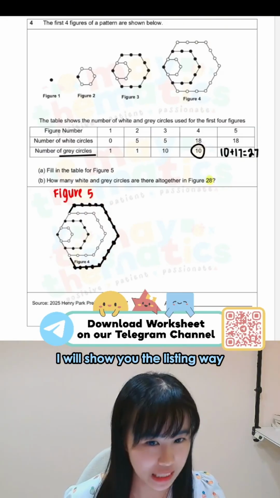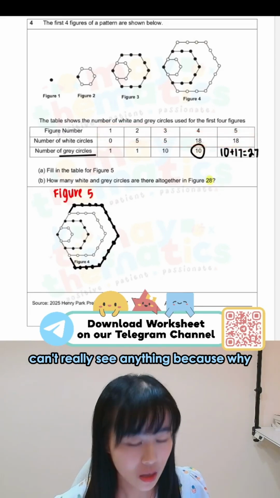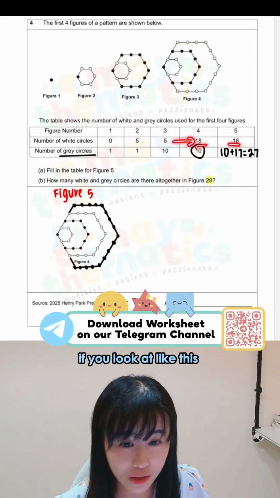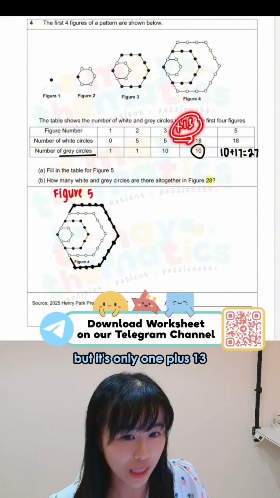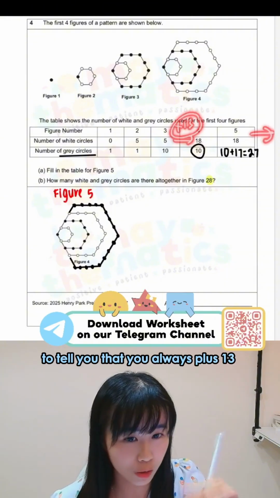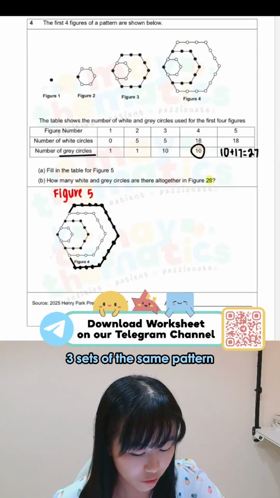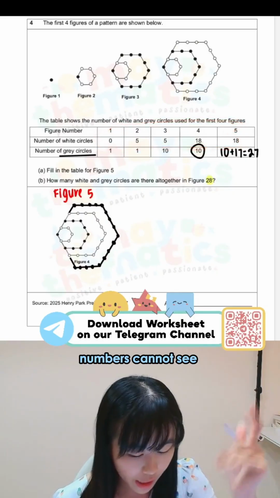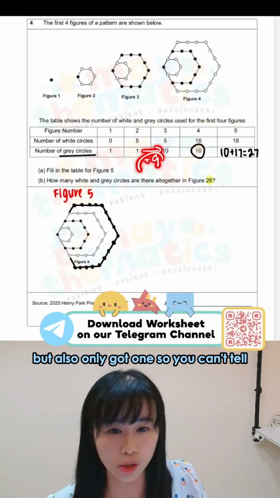I will show you the listing way. But for the listing way, if you look at the pattern here, you can't really see anything. Because why? 5, 5 is the same. 18, 18 is the same. If you look at it like this, 18 to 5 is a plus 13, yes. But it's only 1 plus 13. You don't have enough clues to tell you that you will always plus 13. You need at least 3 sets of the same pattern, then you know it's plus 13. So this one, numbers cannot see. This one, 1, 1, 10, 10. Yeah, this one plus 9, but also only got 1, so you can't tell.